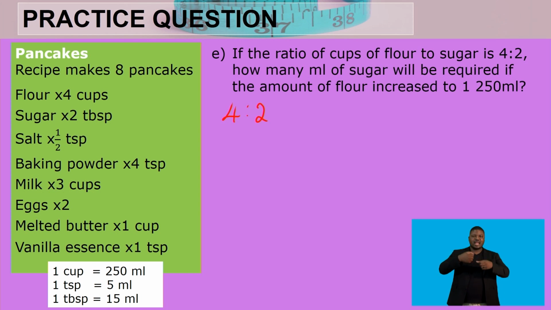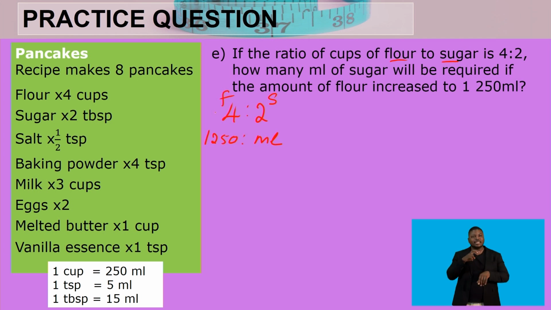How many milliliters of sugar will be required if the amount of flour increased to 1,250 milliliters? They say the ratio of flour to sugar. So it means this is for our flour, this is for our sugar. How many milliliters of sugar? So we need the milliliters of sugar. It means this is what we need. But on the flour side, we've got 1,250 milliliters. So this is how the ratio looks.